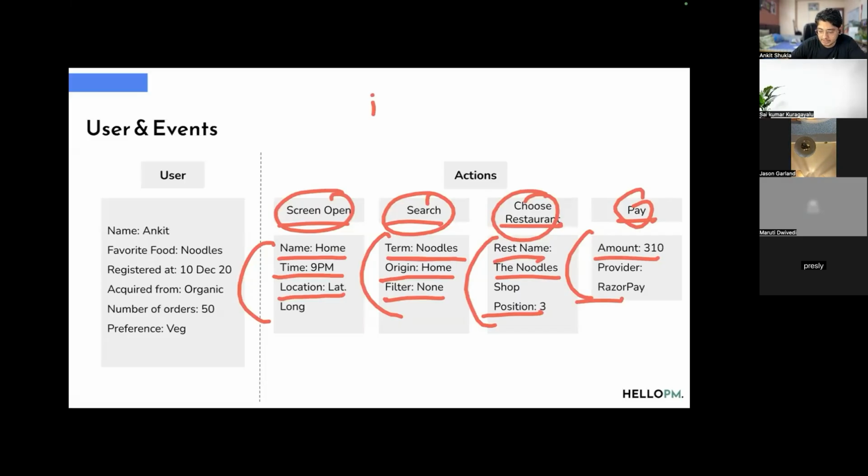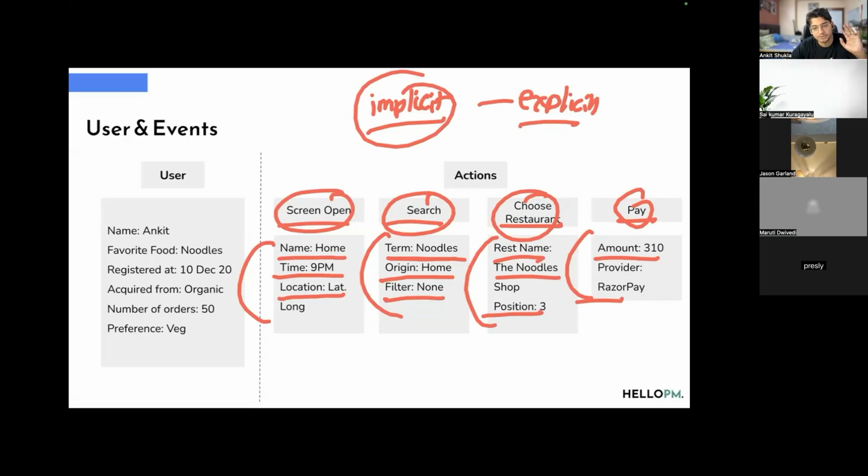Some of the properties are implicit properties. Some are explicit properties or events. Let's say, what is the URL? What is the time at that period of time? What is the operating system? This is implicit. Your analytics tool can do it by itself. But let's say, what is the name of this event? What are they searching for? Then your developer has to enter it explicitly. Okay, so these are some events and actions.